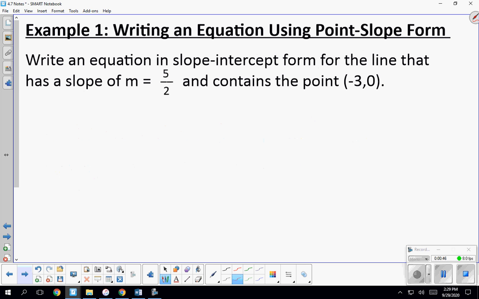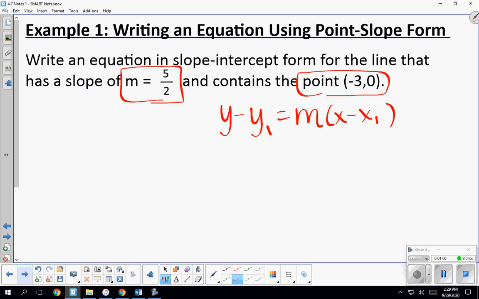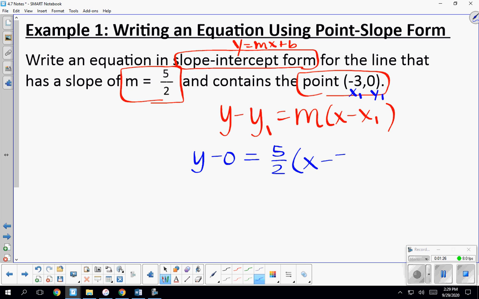So example 1, we're going to write this equation using slope-intercept form for this line. So if we're given slope and we're given a point, it would make sense to put this in point-slope form because that's the information that we have. However, the answer wants the final form in slope-intercept, which is y equals mx plus b. So first, we're going to write it using the form that we need. So this is one of the points on my line, and I have my slope. So if I fill this in, I'll have y minus 0 equals my slope times x minus -3.